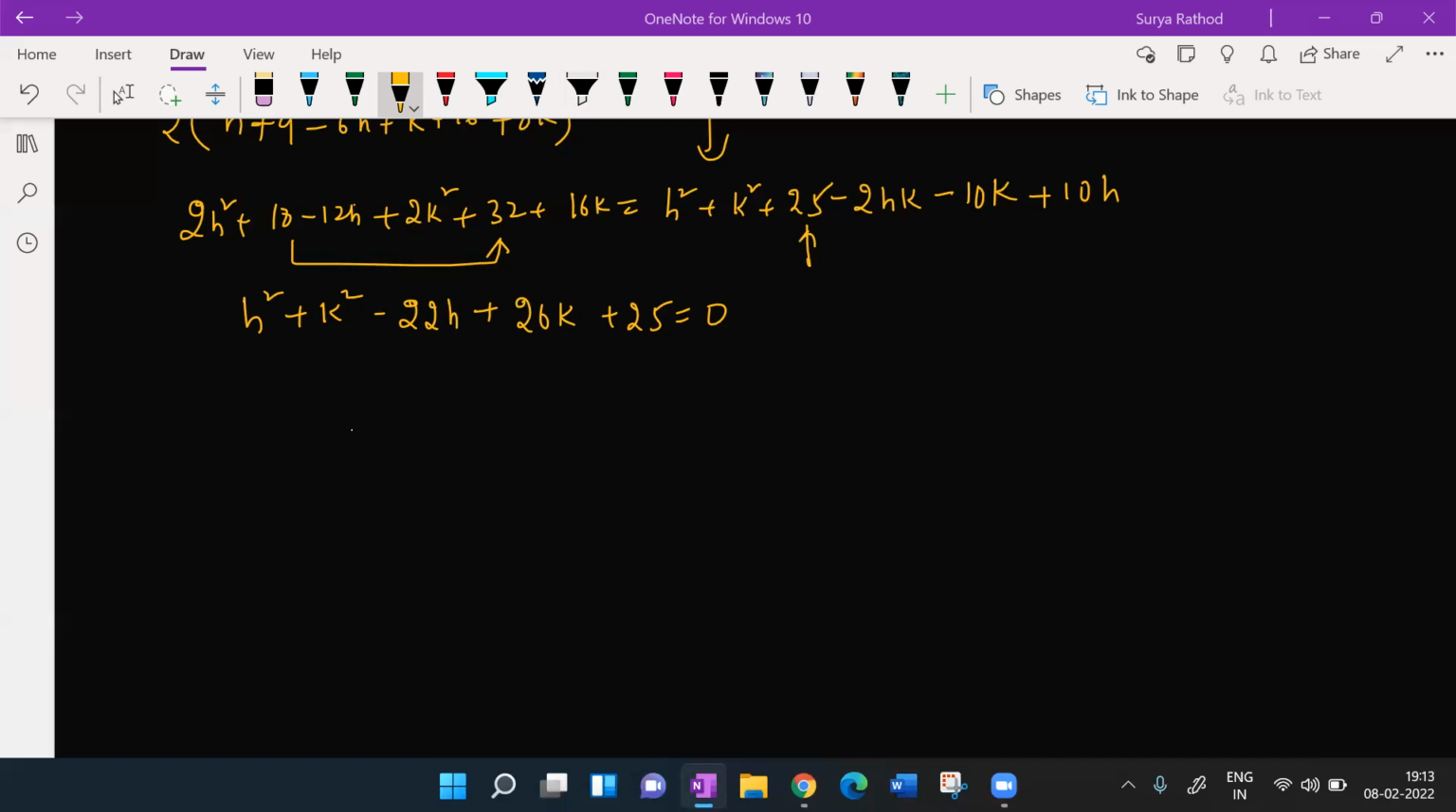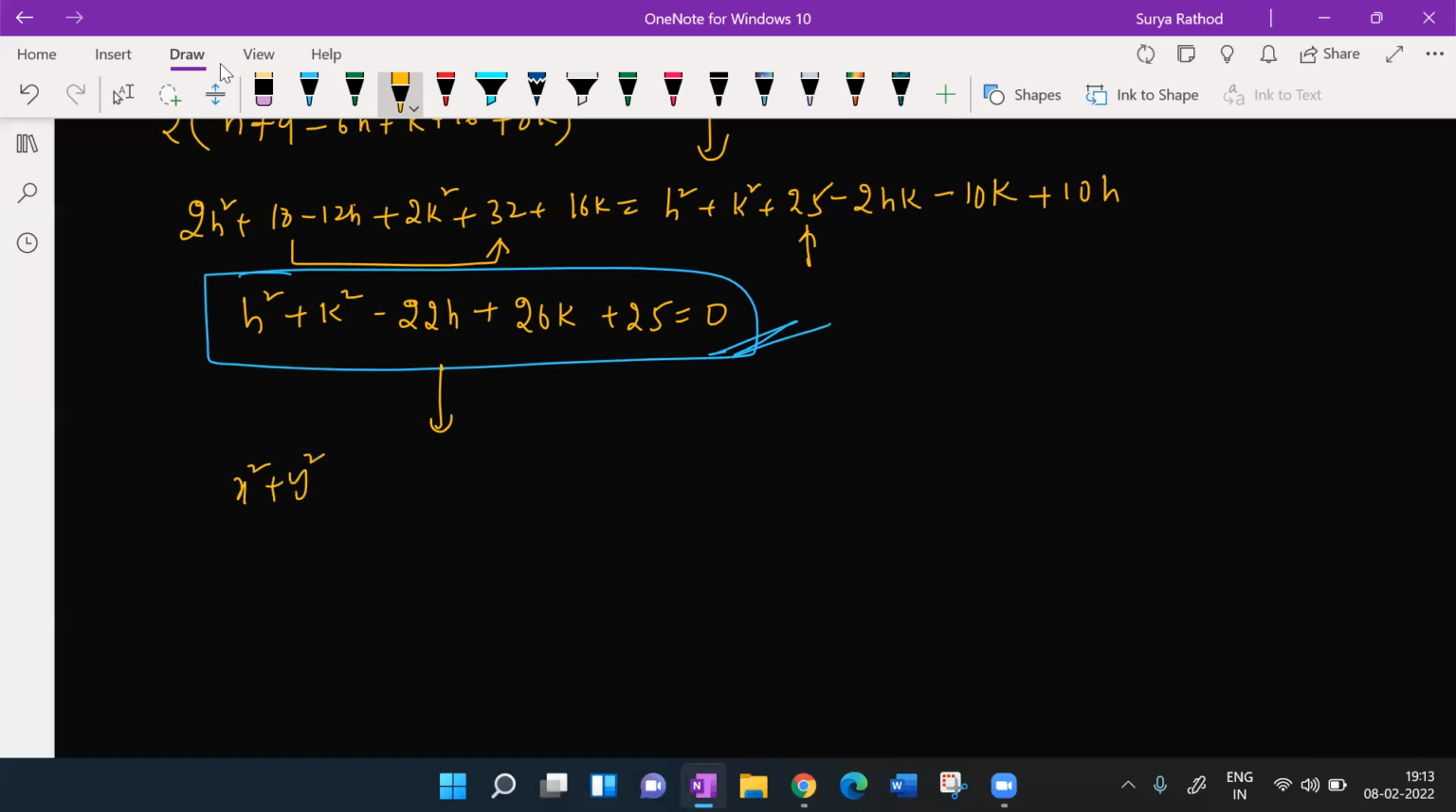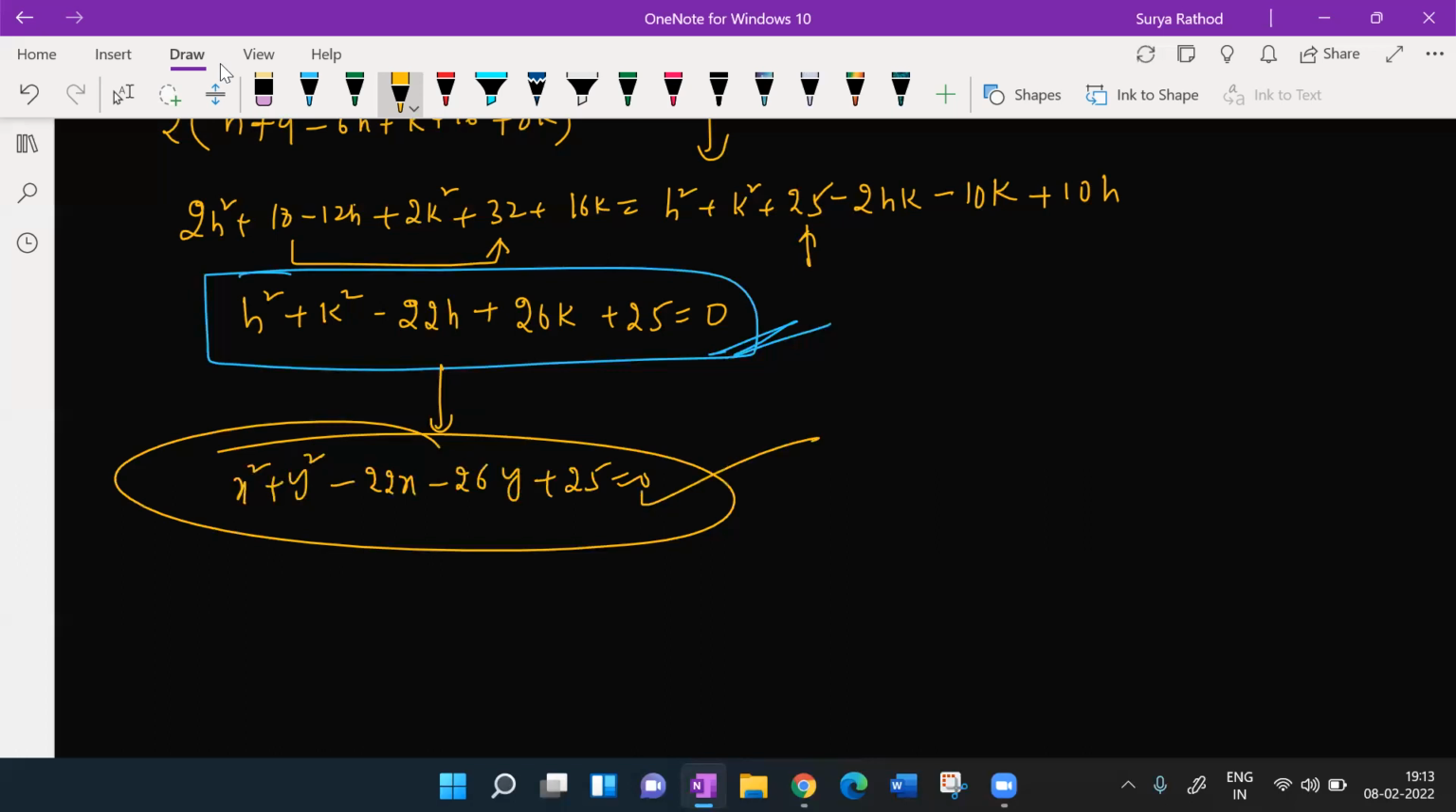Any doubt, children? Yes. This is the equation of the conic. That's it. And look at this, it is passing through h comma k. So if I write in terms of x and y, what would I be left with? x square plus y square minus 22x minus 26y plus 25 is equal to 0.